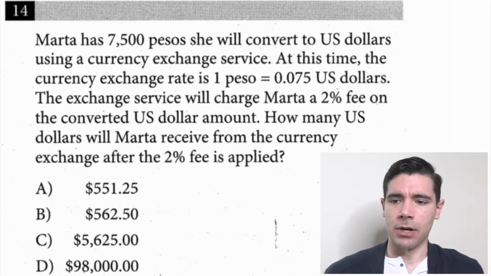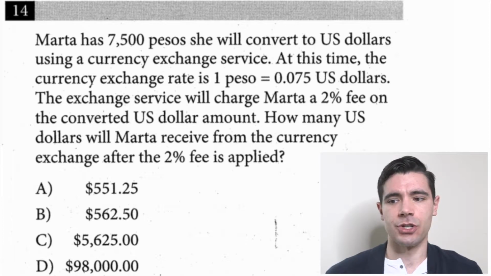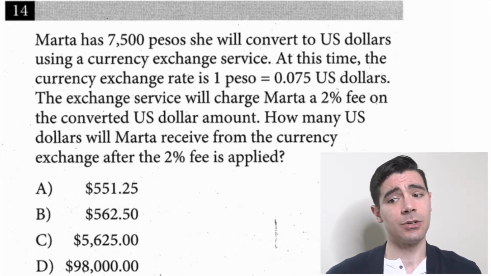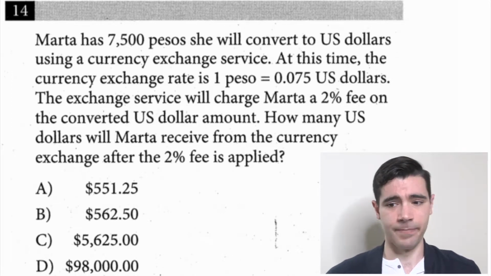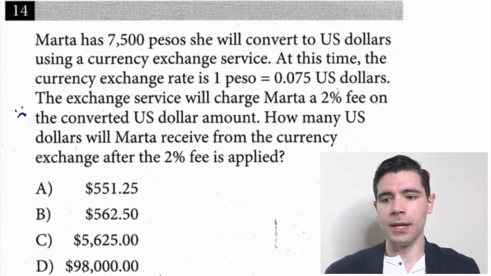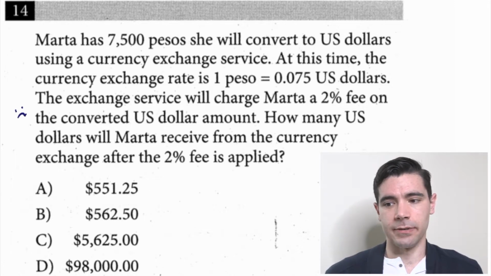It reads, Marta has 7,500 pesos she will convert to US dollars using a currency exchange service. At this time, the currency exchange rate is 1 peso equals 0.075 US dollars. The exchange service will charge Marta a 2% fee on the converted US dollar amount. You know, that's how they get you. How many US dollars will Marta receive from the currency exchange after the 2% fee is applied?